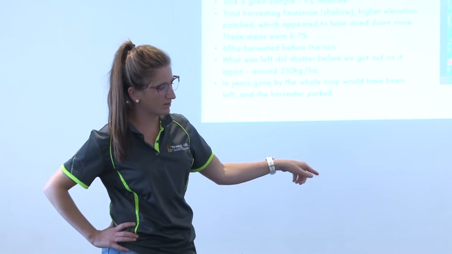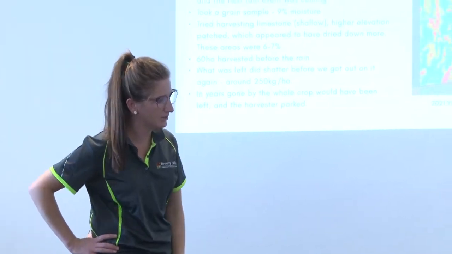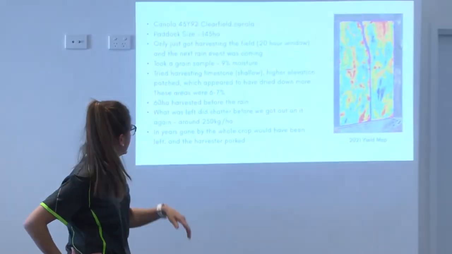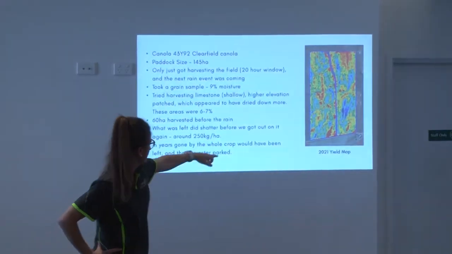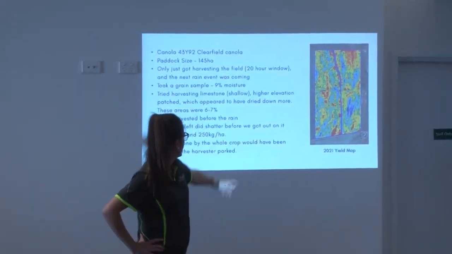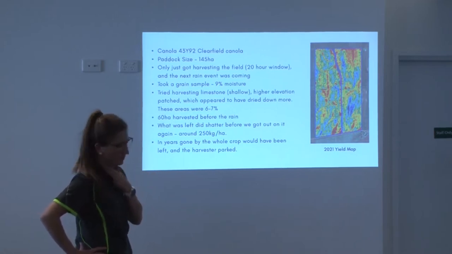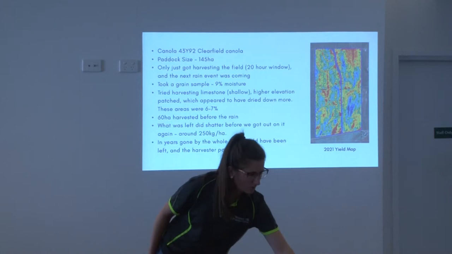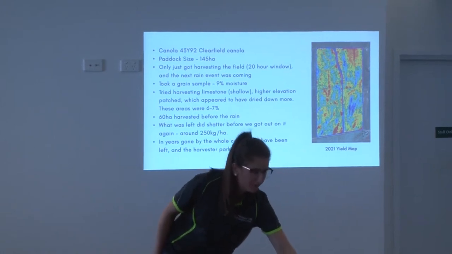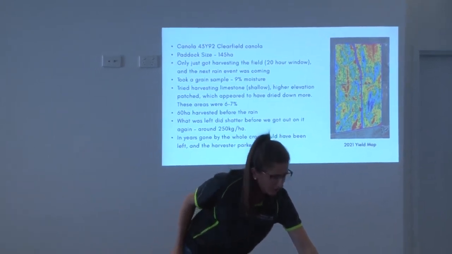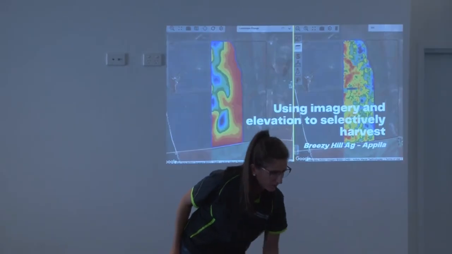So we moved down to this block at Appler and put the header in the paddock, moved the bins down, and Joe took an up and back down here sample, and it came back at 9% moisture. So what we decided to do, we thought, oh well, there might be 6 hours worth of harvesting left, but we could either put the header in the corner of the paddock, do nothing, or try something else.